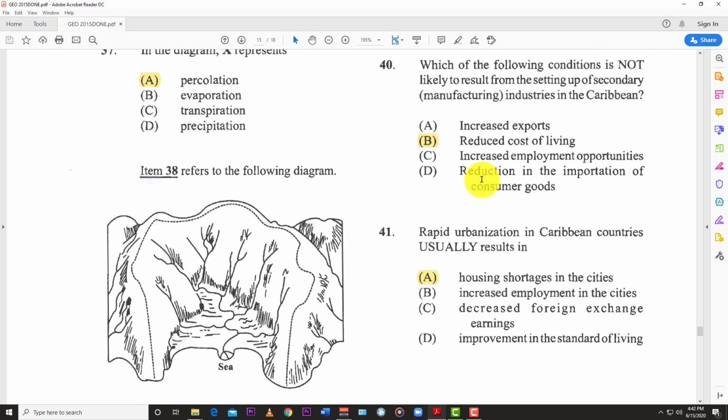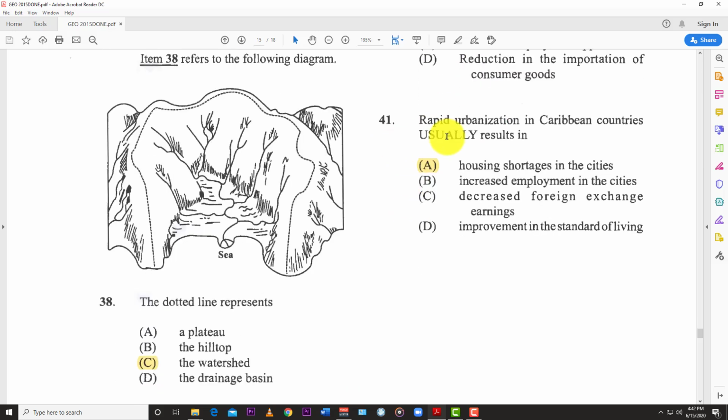So 40, which of the following conditions is not likely to result from the setting up of secondary manufacturing industry in the Caribbean? And so the answer here is B, reduced cost of living.